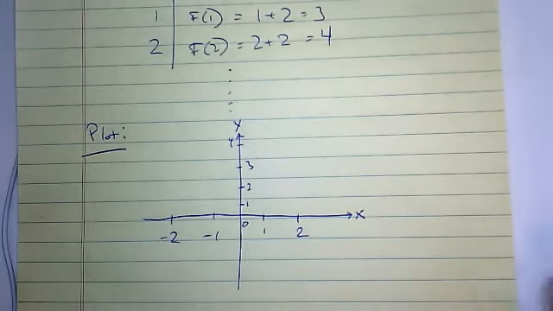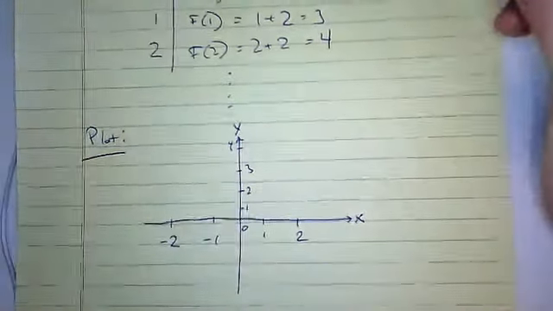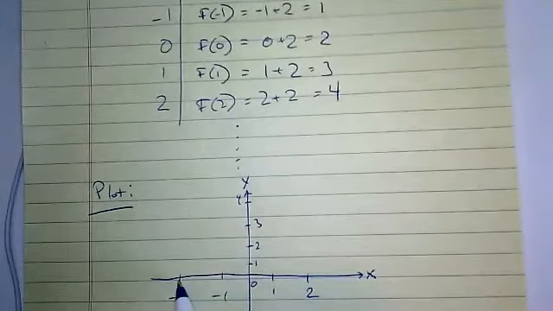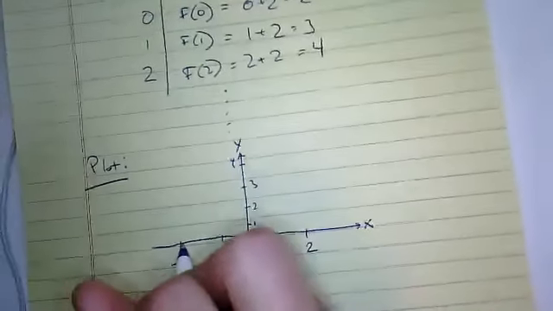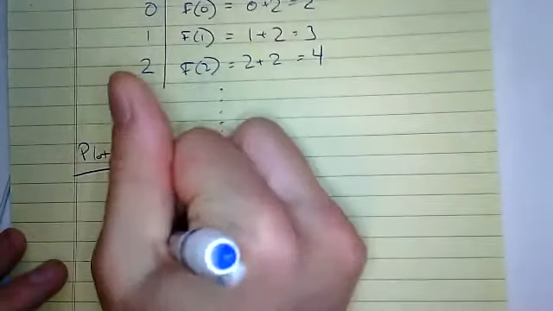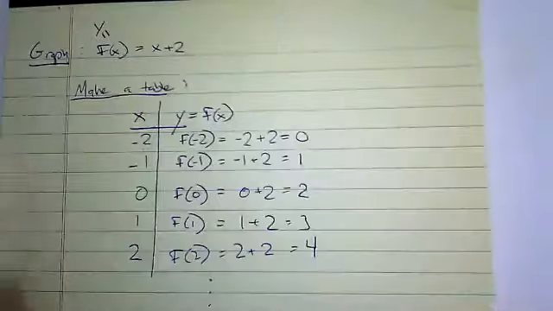The way we plot the points is, for every x coordinate in our table, you go to that point. So x is -2, I go down here at -2. And at -2, I got y equals 0. So I go to -2 on the x, and then I put a dot at 0. Does that make sense?